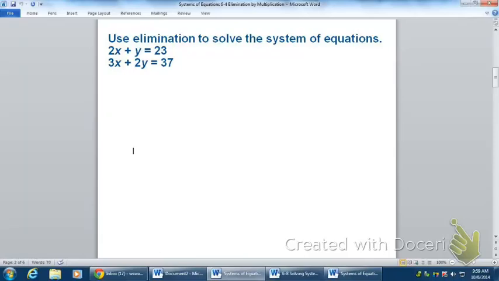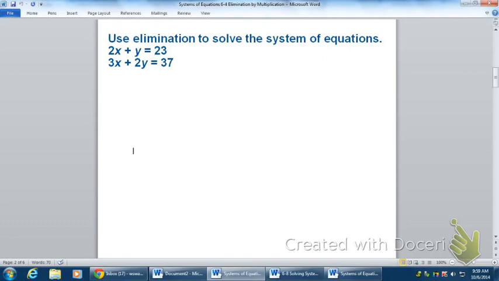We can still use elimination to solve for this. Now, if you look at these two equations, you know that these are not going to cancel out. Even if we subtracted them, they would not cancel out. So a really easy way to do this is to use elimination with multiplication.